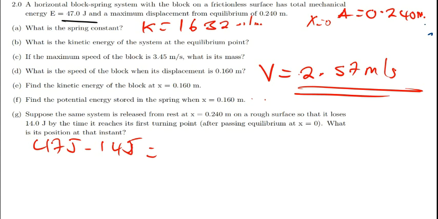So that 33 joules is the energy which remained. The energy which was lost due to friction in that case is 14 joules. So the energy which remained was now 33 joules. Now the question is, what is its position at that point? Now we want to find the position at that point.